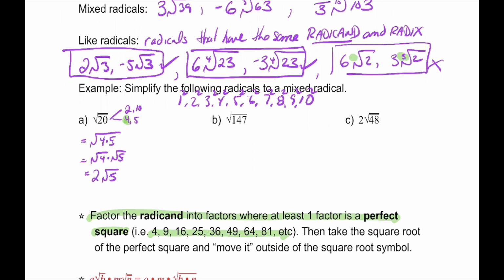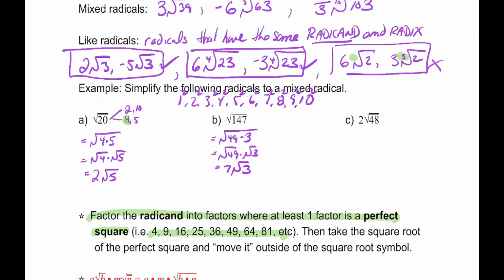So when we have the square root of 147, this actually breaks down to 49 times 3. So this is root 49 times root 3, which is 7 root 3.